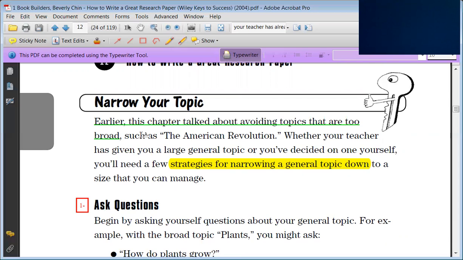As you can see earlier, this chapter talked about avoiding topics that are too broad, such as the American Revolution, for example, is a very, very broad topic.